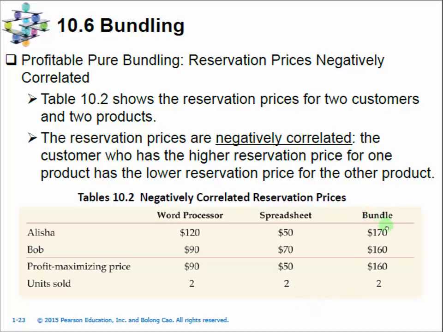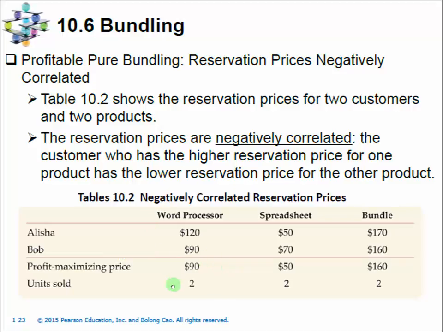Now, what if we use pure bundling? Using pure bundling, we still want to have as many bundles sold as possible. So we use the lower reservation price, and that will be $160 for a bundle. Because it is the lower reservation price, it brings in 2 units of sales. We can sell 2 bundles, and the total revenue is 160 times 2, so $320. That is $40 more than if we price the software separately.